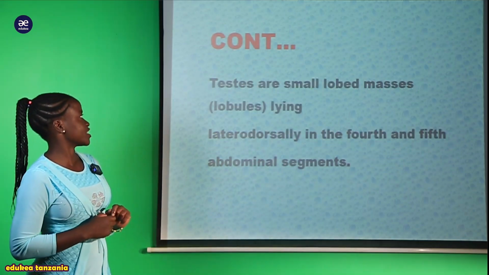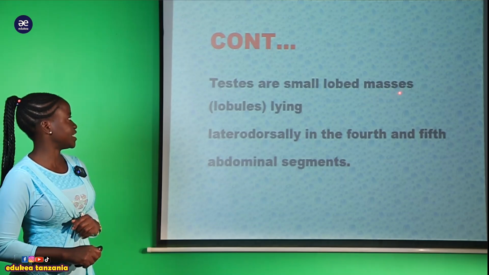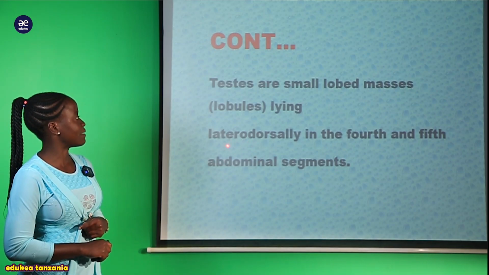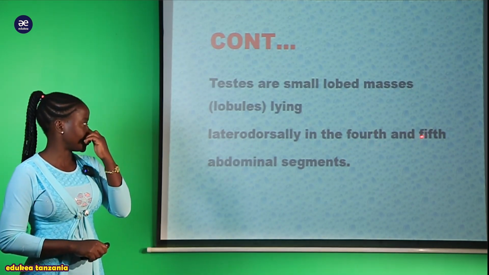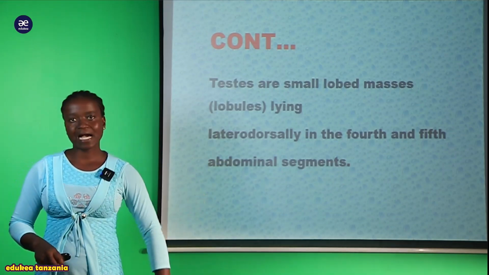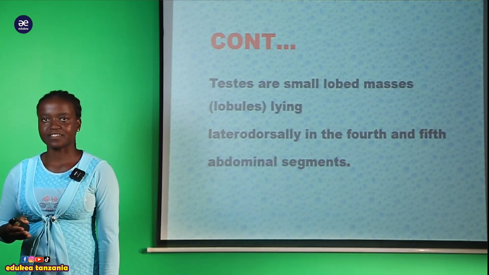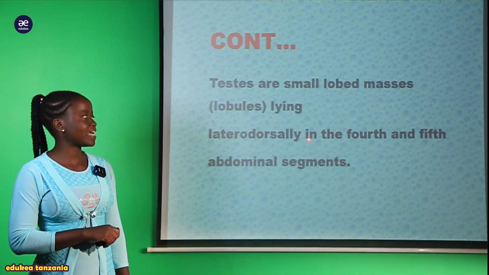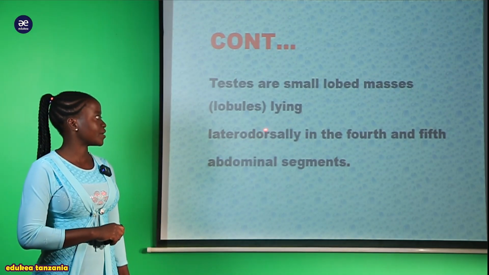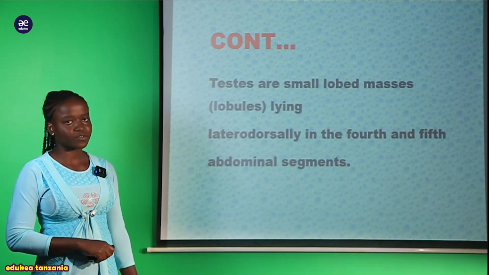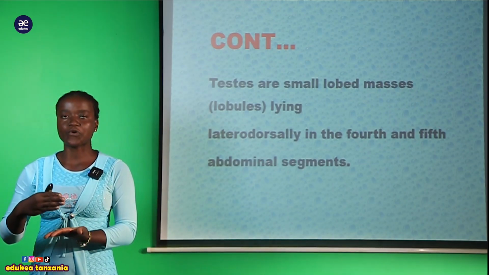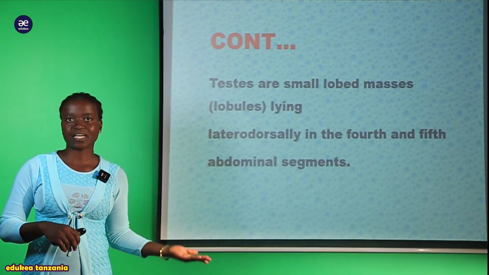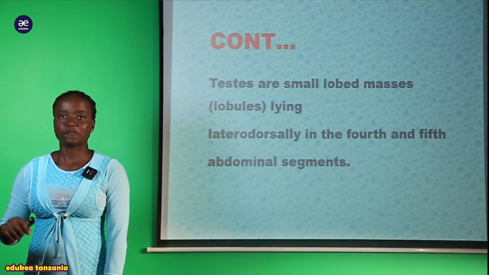So here, my students, we are saying that testes are small lobed masses ambayo tunaita lobules lying laterally dorsally in the 4th and 5th abdominal segment. Kwa hiyo ina maana kwamba hawa organism pia they possess testes. Na hii testes wanayopossess hawa organism tunaita lobules. Hizi lobules zimealign laterally dorsally in the 4th and 5th abdominal segment. Ukianza kucount zile segmenti za huyu male cockroach, ya 4 na ya 5 ndipo unakutana na hii lobules au tunaziita testes for a male cockroach.